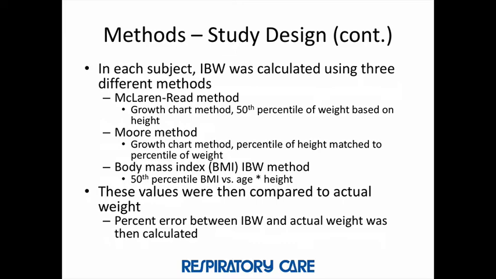The body mass index ideal body weight method takes the 50th percentile of a subject or a patient, compares that with age, and then multiplies that by height. So they did all 3 of these for all 58 subjects, and then compared these values with their actual weight as it was reported in the chart. And then they calculated the percent difference between the two, which they called the percent error, meaning that if they had used the actual weight to determine tidal volumes, the percent difference between that actual weight and the ideal body weight would have been an error in tidal volume delivery, hence the term percent error.